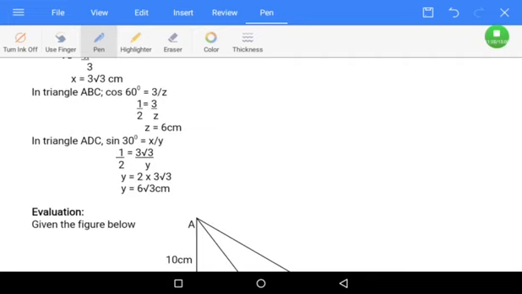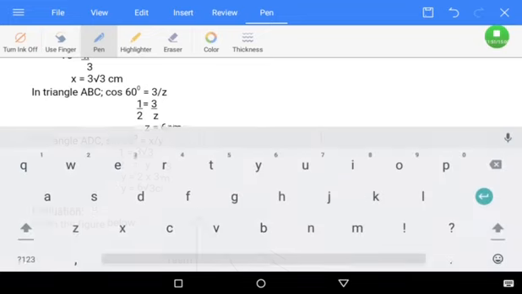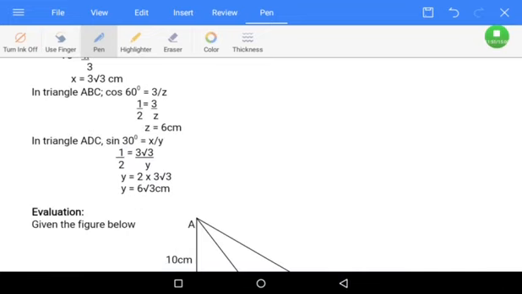So what is cos 60? It equals sin 30, that is half. 1 over 2 equals 3 over z. You can draw your triangle if you don't know it, but you should know that cos 60 equals sin 30 equals half. So when we put our half for cos 60, we can find z by multiplying. We have z times 1 equals z, and of course 2 times 3 is 6. So z is 6 centimeters.